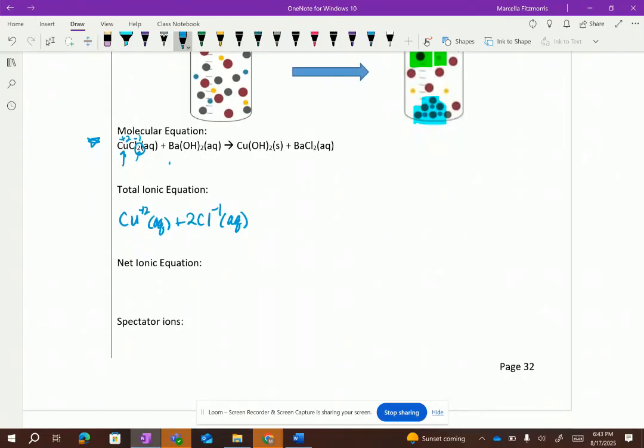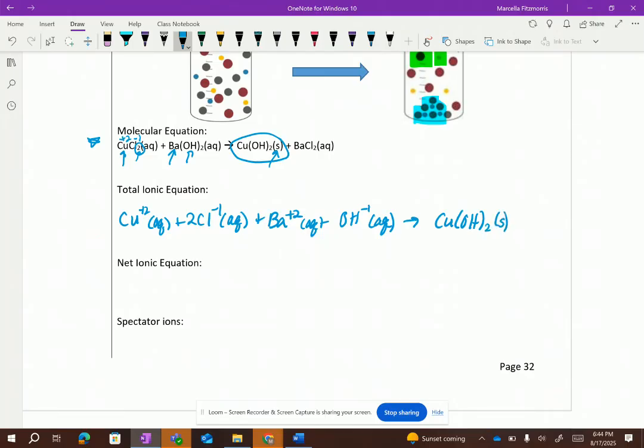Then I have Ba, which is a +2 charge. Then I have my OH, aqueous, which is -1 charge. And over on this side, this is solid, so I do not separate it. It stays together, because in the bottom of the cup, it will be together.